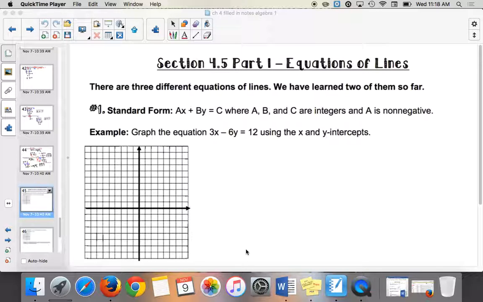Different equations of lines that we're going to talk about in this class. So we have learned 2 of them so far, and we're going to learn a 3rd one today. All right, so the first type that we've learned is standard form. We sometimes call this standard or general form.